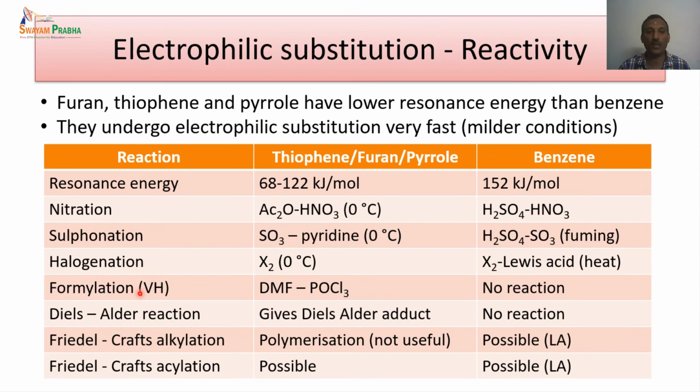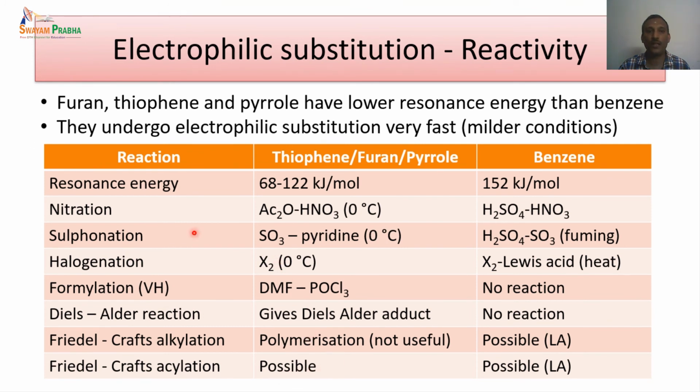And the Vilsmeier-Haack formylation is the easiest method to introduce a formyl group, that is a CHO group, into these heterocycles. DMF and POCl3 are the reagents which can be used, whereas there is no reaction in the case of benzene. And benzene does not undergo the Diels-Alder reaction either. Friedel-Crafts alkylation and acylation require a Lewis acid for benzene, whereas for heterocycles Friedel-Crafts alkylation is not a good method because it undergoes polymerization, while Friedel-Crafts acylation is possible under milder conditions.